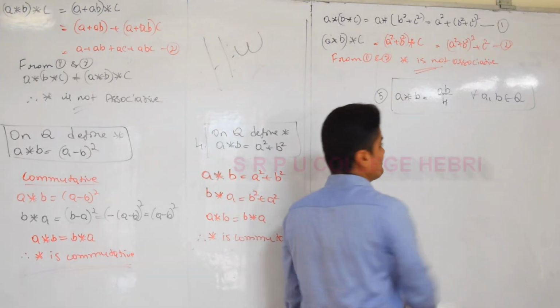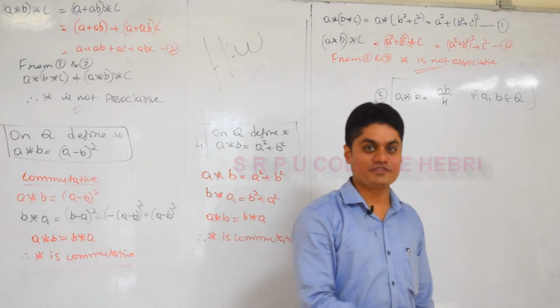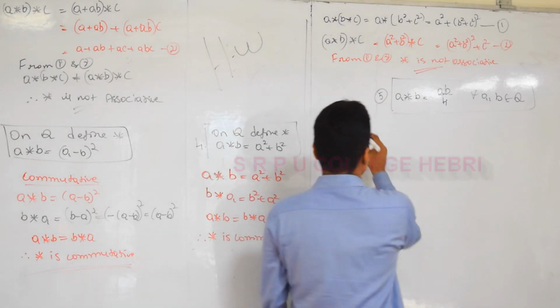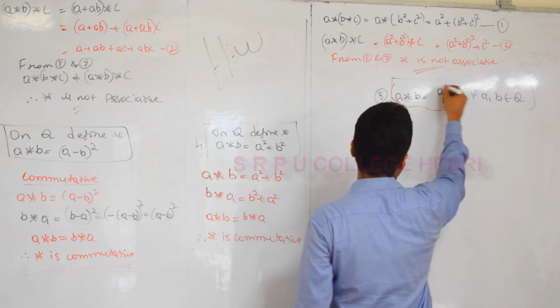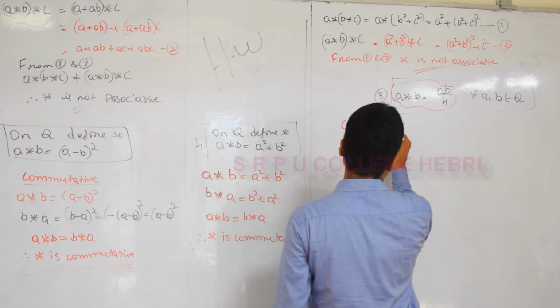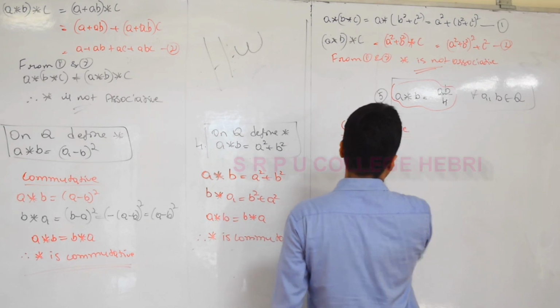Next, the last question for this video and for this part, that is the commutative and associative property. See, now A star B is equal to AB by 4. First check whether it is commutative or not. Checking is easy here.